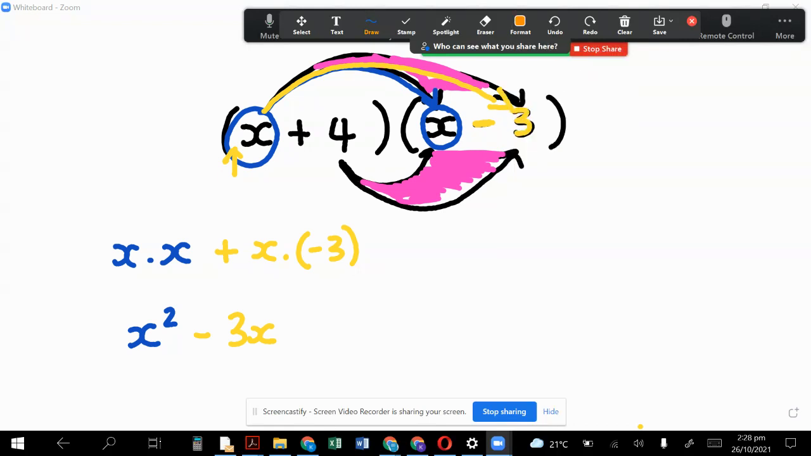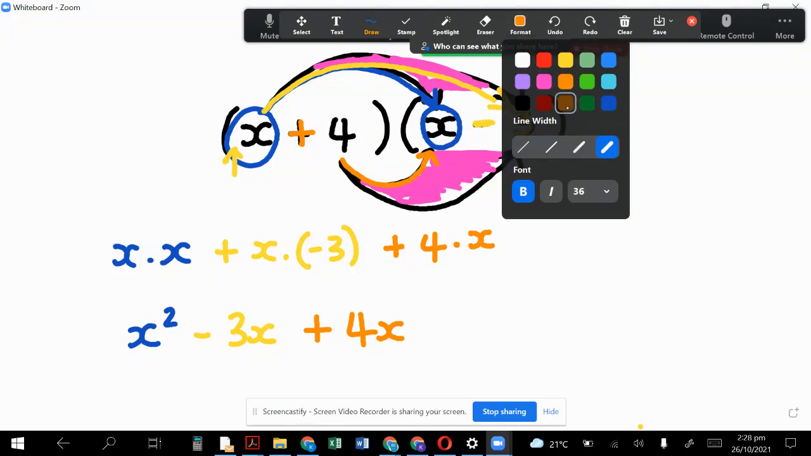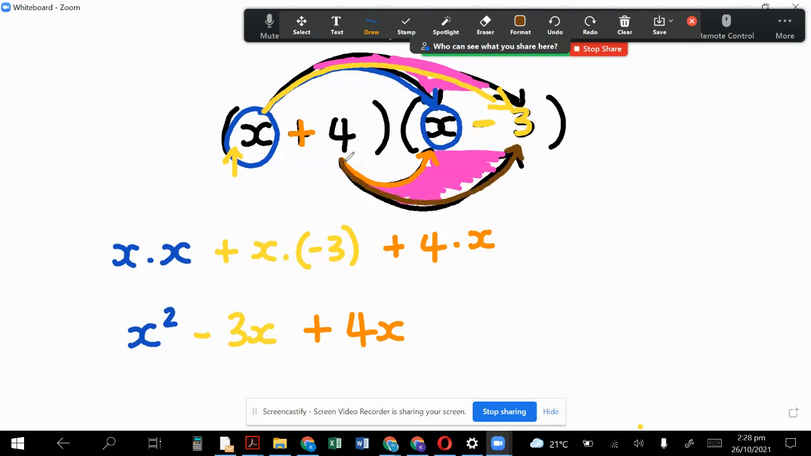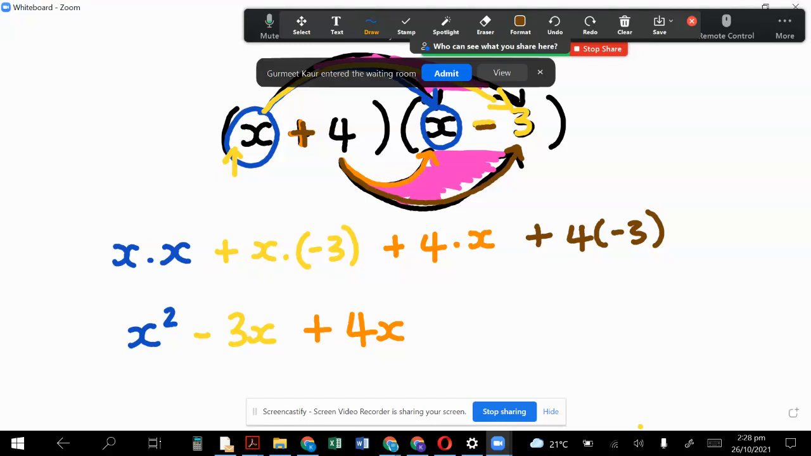Let's go to the next one now. Now we're on the 4. I'm going to take the 4, I'm going to multiply it by the x. It's a plus 4. So I say plus 4 times x. 4 times x is 4x, and there's only pluses. And then lastly, if I take the 4 and I multiply it by the 3, I'll end up with negative 12. So it'll become plus 4, again plus, but we multiply it by negative 3. Now the plus and the minus will become a minus, and the 4 times 3 will become 12.